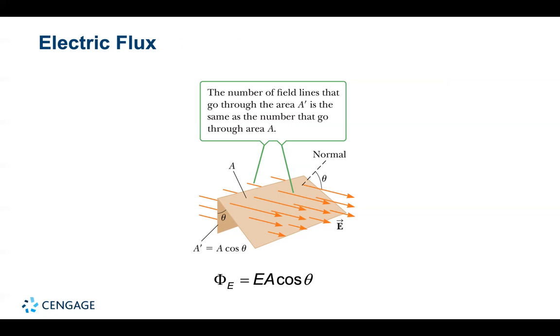From our flux equation, we can see that the flux through a surface of fixed area has the maximum value EA when the surface is perpendicular to the field, that is, when θ equals 0 degrees, and that the flux is zero when the surface is parallel to the field, when θ equals 90 degrees. By convention, for a closed surface, the flux lines passing into the interior of the volume are negative and those passing out of the interior of the volume are positive. This convention is the same as requiring the normal vector of the surface to point outward when computing the flux through a closed surface.